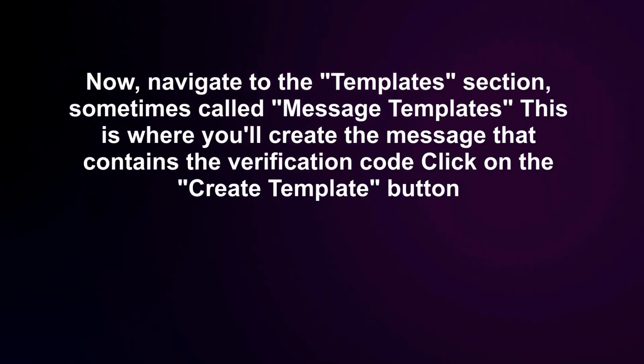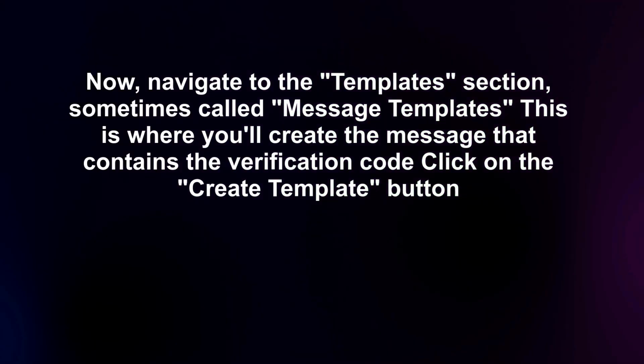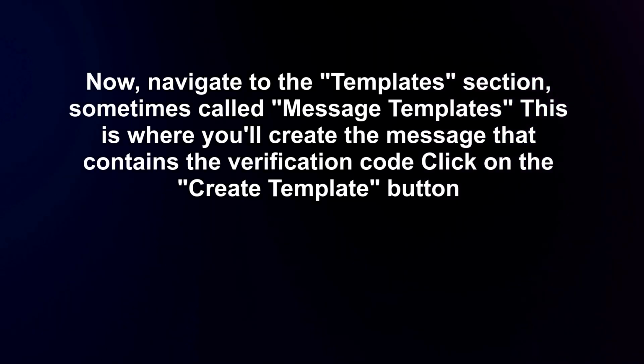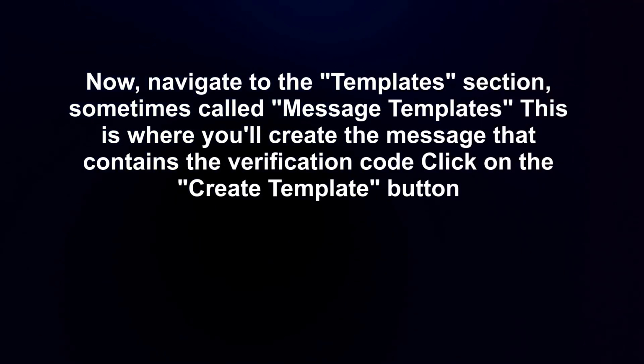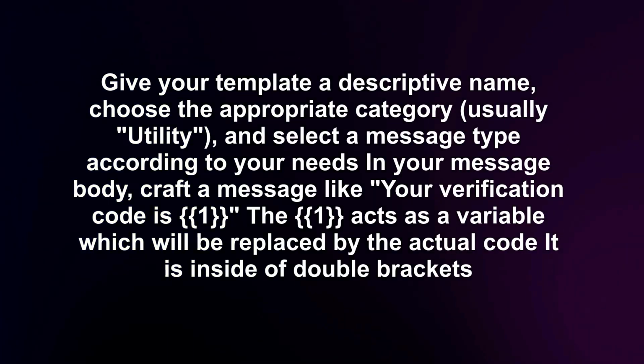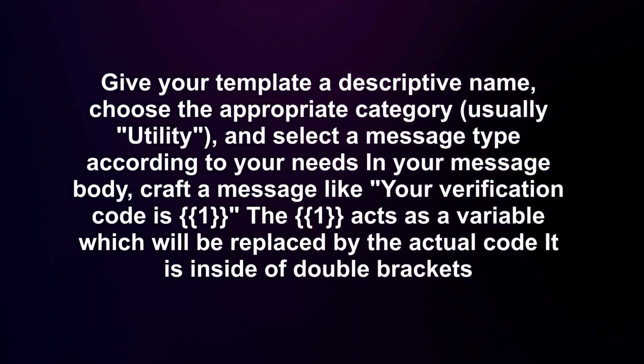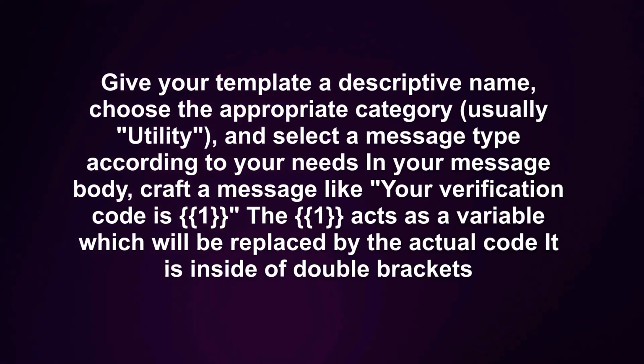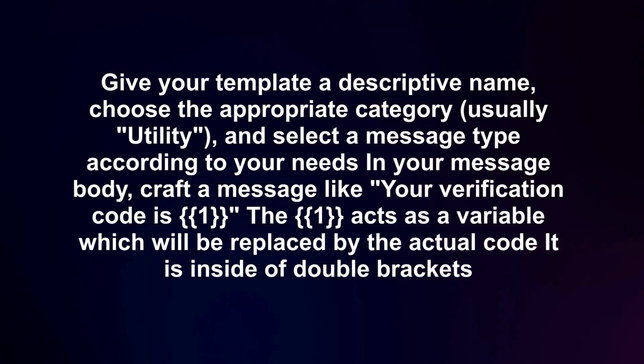Now, navigate to the Templates section, sometimes called Message Templates. This is where you'll create the message that contains the verification code. Click on the Create Template button. Give your template a descriptive name, choose the appropriate category, usually utility, and select a message type according to your needs in your message body.